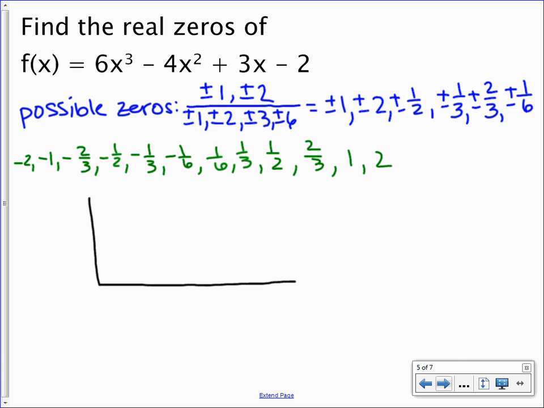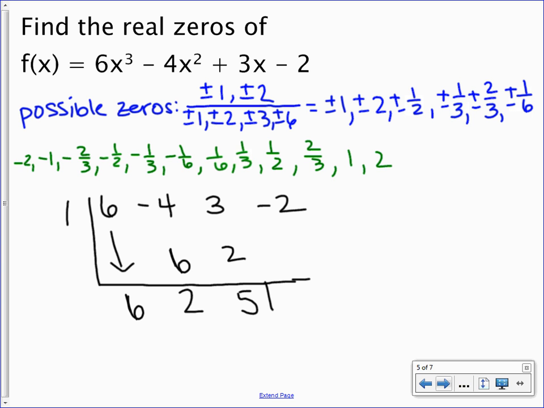Regardless, what's the first number we always like to start with? 1. So I'm going to set up my synthetic division here. 1 is a positive possible zero, correct? Okay. So when we do the synthetic division, we get 1, 1, 1, okay, so we drop down to 6 times 1 is 6, 2, 2, 5, 5, and 3.